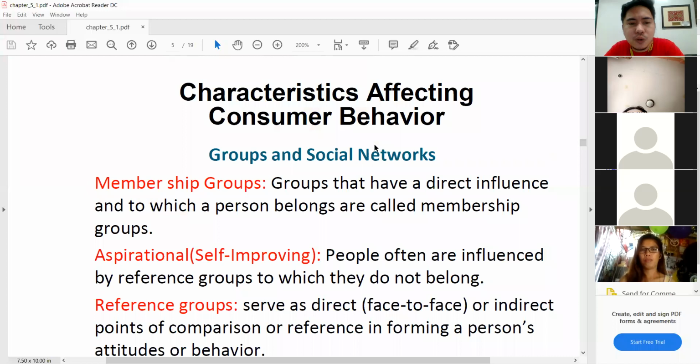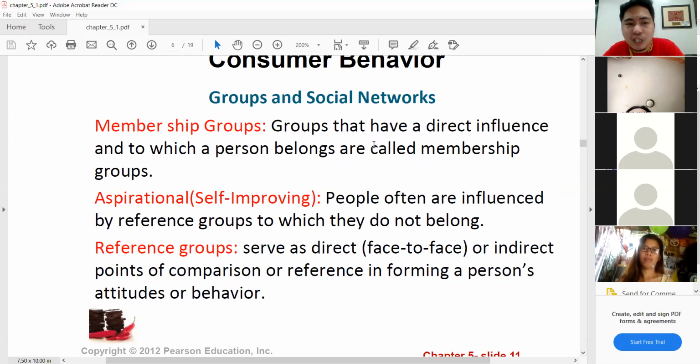so we have the definitions here. When it comes to aspirational groups, if you want to live a good lifestyle, have a good body build, or shed your fats, then you can be a member of those bodybuilding groups or fitness-conscious groups. And that is an aspirational group that is self-improving. People are often influenced by reference groups to which they do not belong. So they aspire to be a member because right now they're not a member and they want to be like that. That's why my consumption should be like this in order for me to belong to that group.